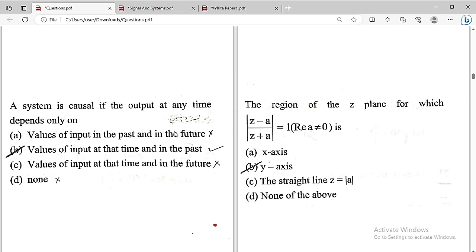Then that is called the causal system. So finally I can say a system is said to be causal if the present value of the output is independent of the future values of the input, or depends on the present value of the input or the past values of the input, but not on the future values of the input. Then the given system is said to be causal. So option B is the correct solution of this question because the present value of the output depends on the present value of the input and also the past values of the input.